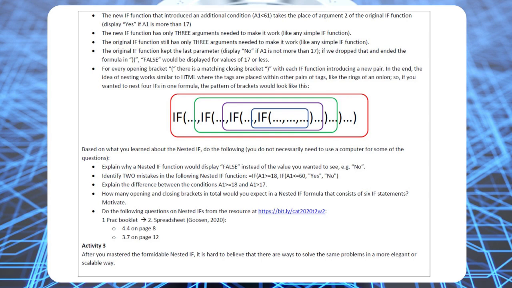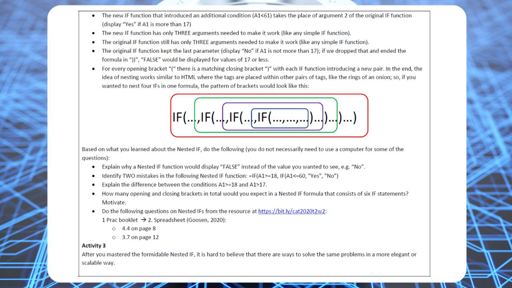In the end, the idea of nesting works similar to HTML, where the tags are placed within other pairs of tags, like the rings of an onion. So, if you wanted to nest 4 IFs in one formula, the pattern of brackets would look like this. IF.